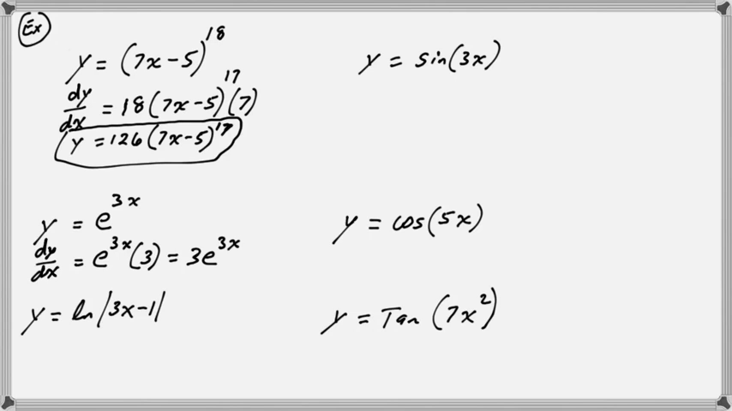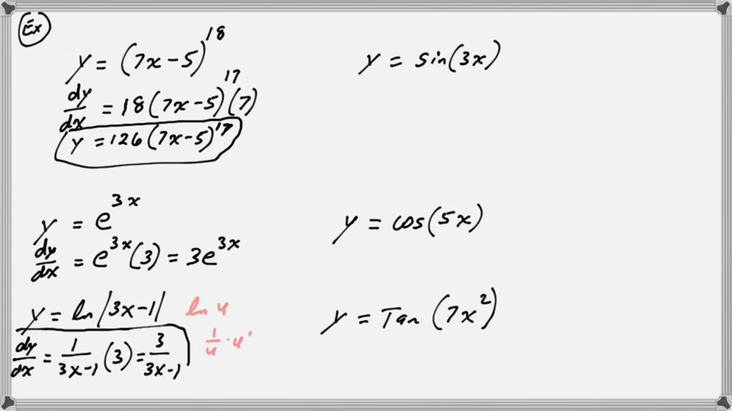If I had to do the derivative of natural log of u, it becomes 1 over u times u prime. So what is this derivative going to be? 1 over u times u prime. The derivative of 3x minus 1 is 3. So it'd be 3 over 3x minus 1. We're just finding derivatives.